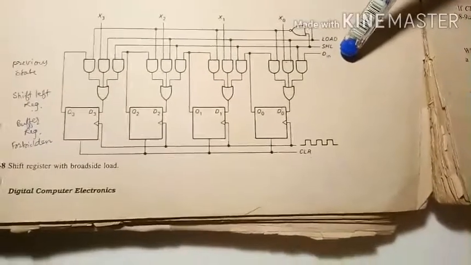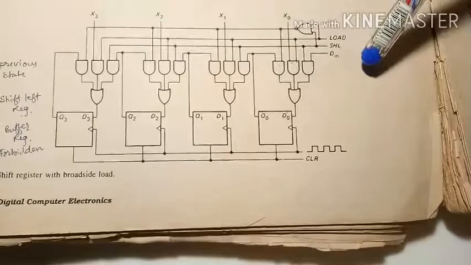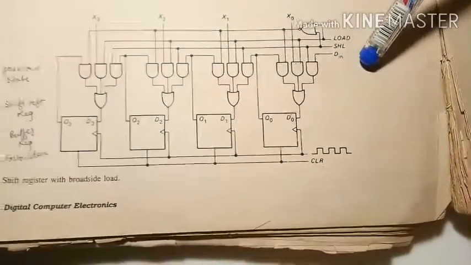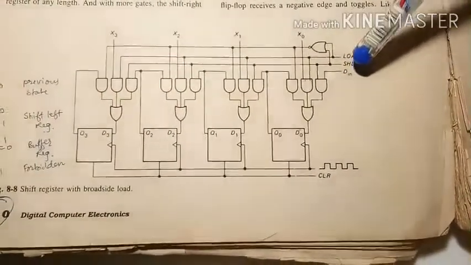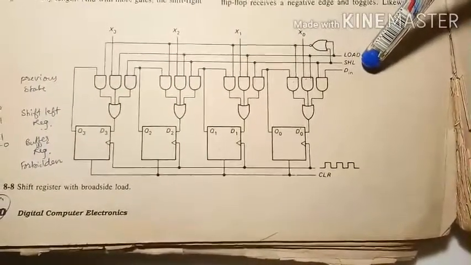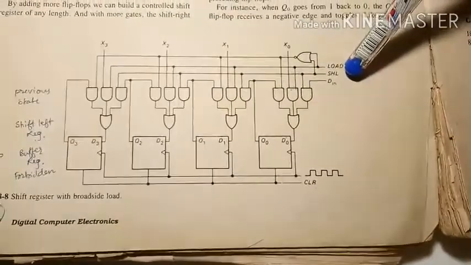By adding more flip-flops, we can build a control shift register of any length, and with more gates, the shift right operations can be included. This circuit does not include the shift right operation. It considers only the parallel loading and shift left operation. So that was about the parallel loading in the register.